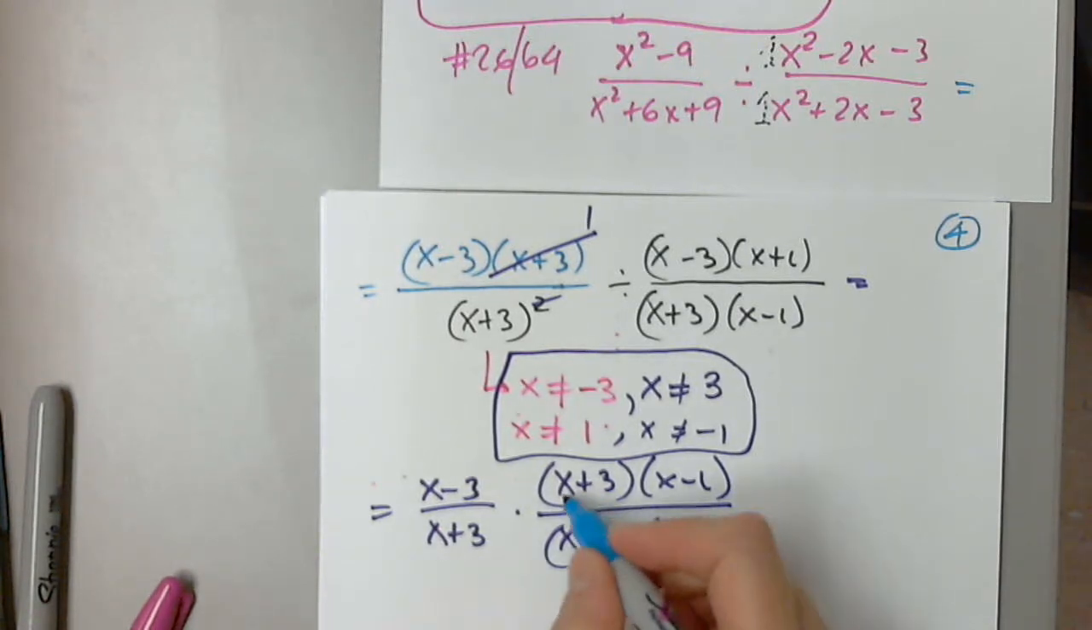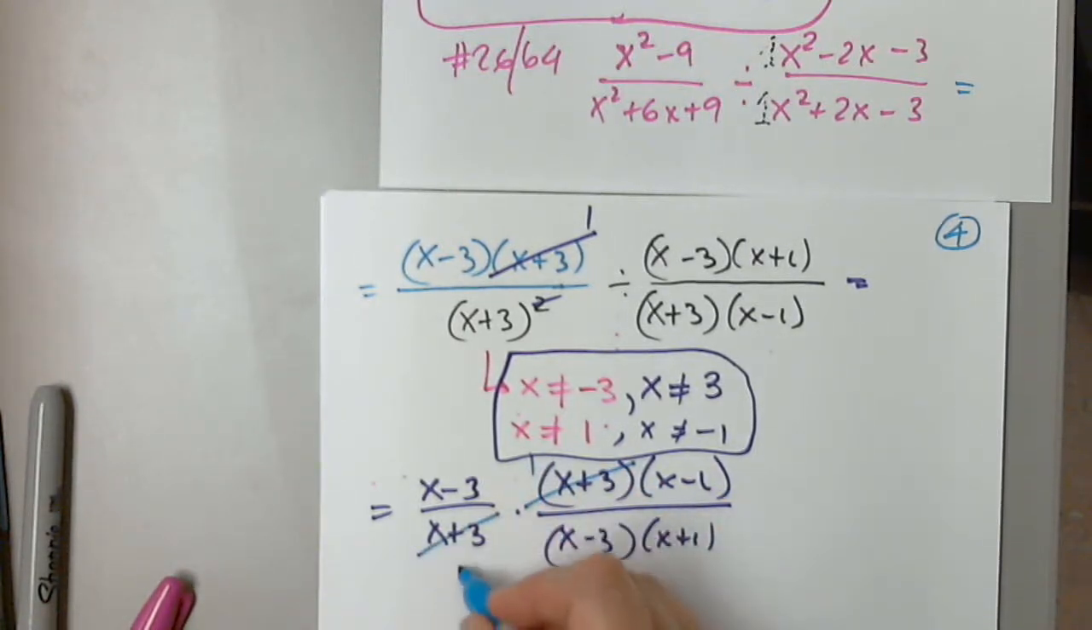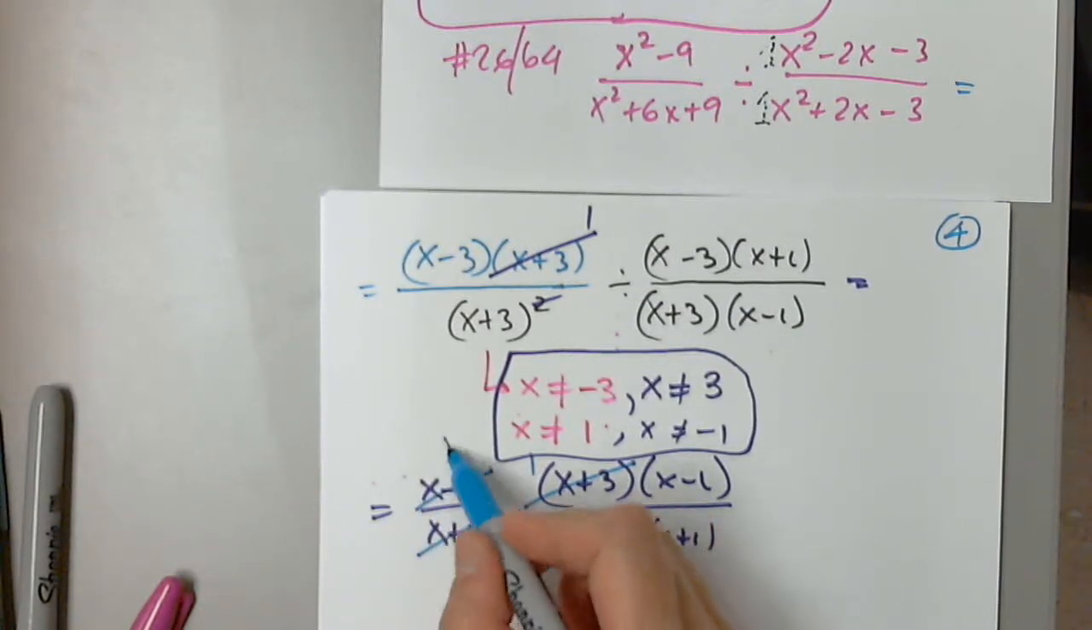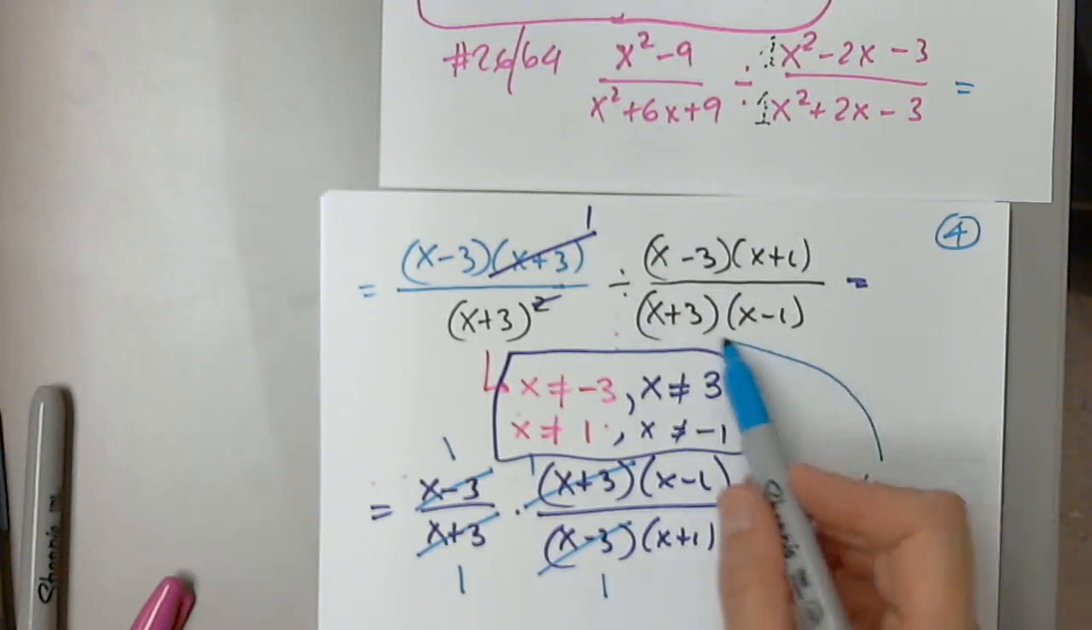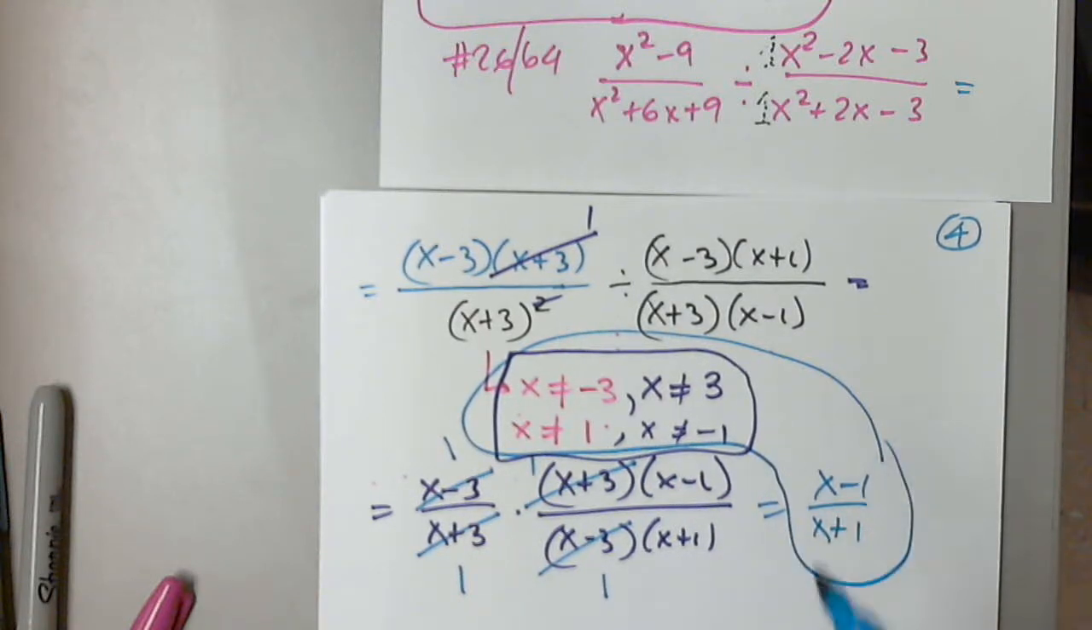Now we are allowed to simplify. X plus 3, 1. X plus 3, 1. X minus 3, 1. X minus 3, 1. And the final simplified form is this. Not without the restrictions, though. The correct final answer is x minus 1 over x plus 1 only when and if x is not plus or minus 1 or plus or minus 3, please.